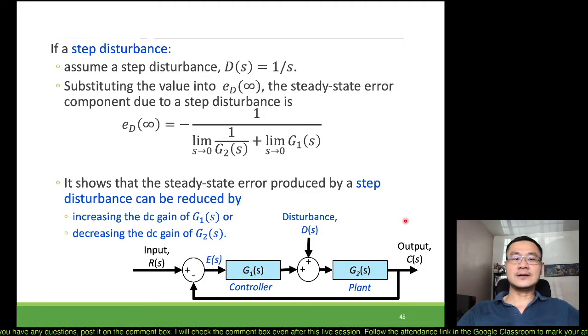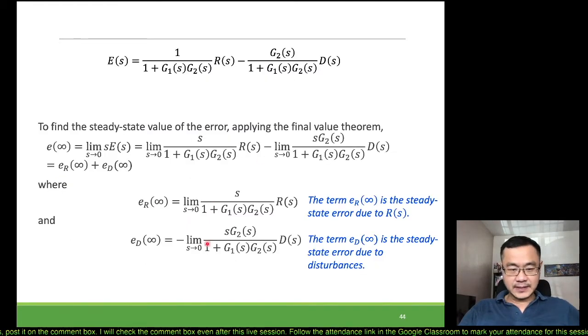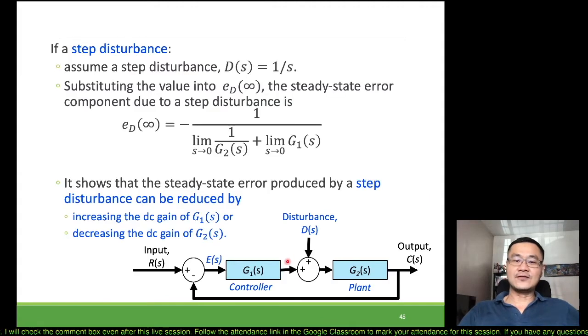So we can break them into two separate terms. Now considering a step disturbance, we put D(s) equals 1 over s, because this is a step disturbance, into this particular term. Eventually we get the steady state error component due to the step disturbance, given by minus 1 over the limit of 1 over G2 plus the limit of G1.